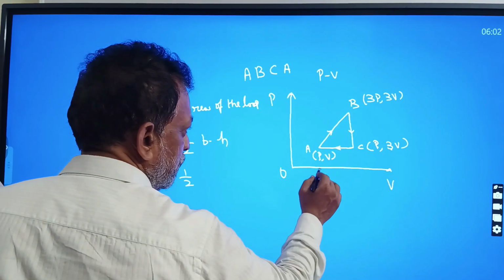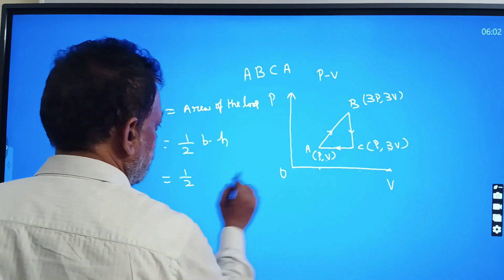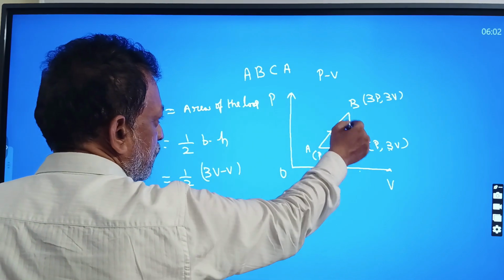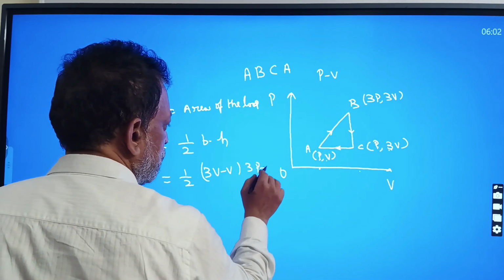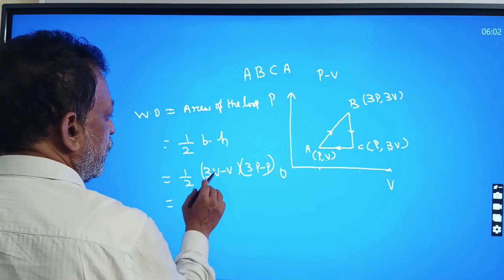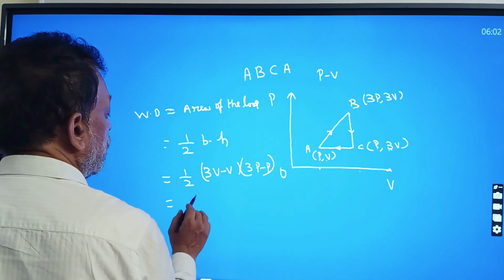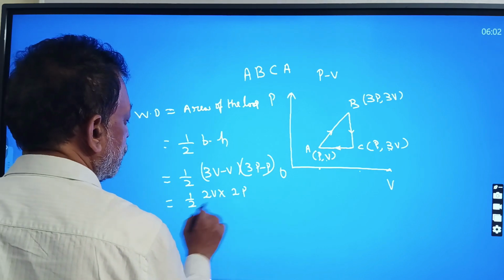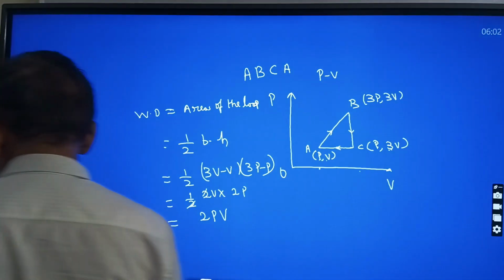Here the volume is changing and pressure is constant. What is the base? 3V minus V. The pressure difference is 3P minus P. So this is 2V and this is 2P. One by two into 2V into 2P. The answer is 2PV.